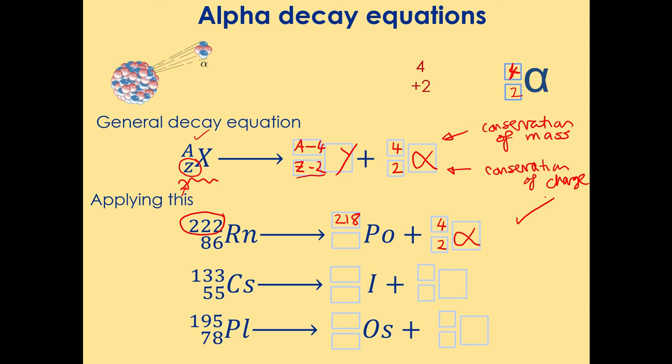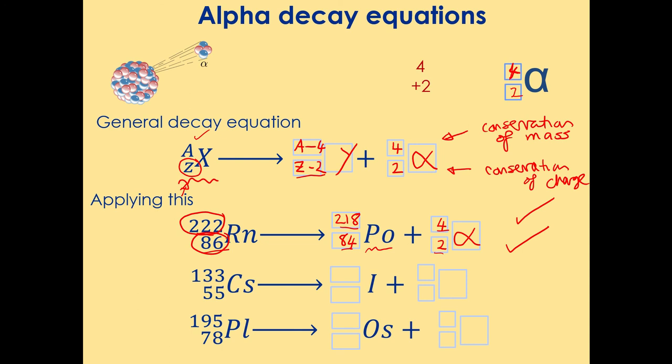Do they add up to 222? Absolutely. So we know that we've done that right. Then we do the same at the bottom. Conservation of charge. We started off with a charge of 86. Plus 2 has gone into the alpha. So what do we have left? Plus 84. And in the question I've told you, yeah, that's a different element. And we can sanity check our work very easily that we haven't made any mistakes. 2 plus 84 is 86. Correct. 4 plus 218 is 222.